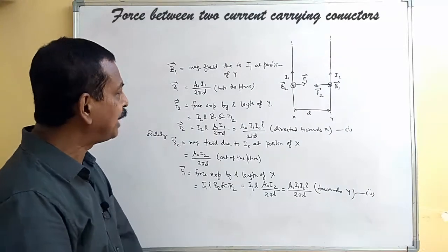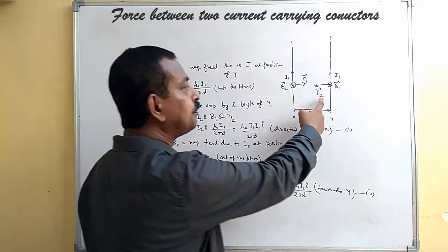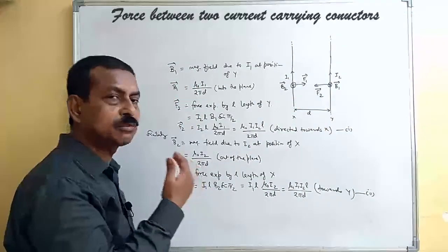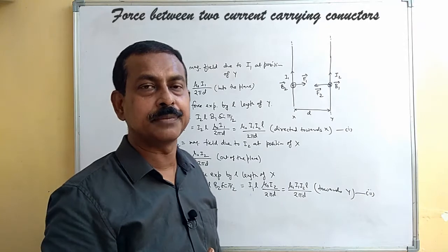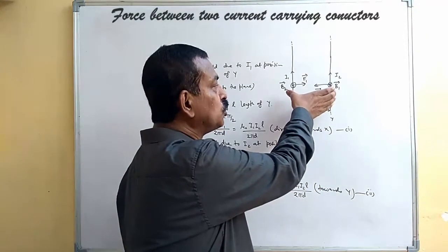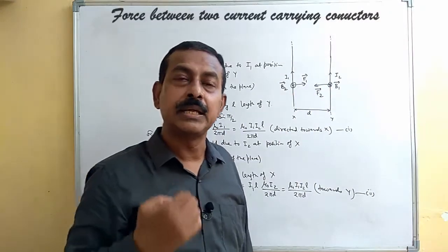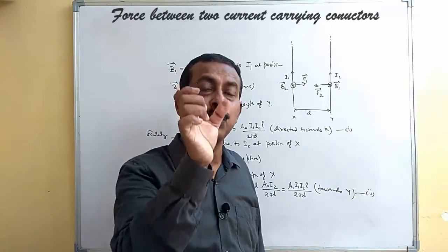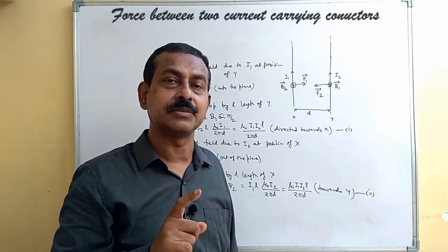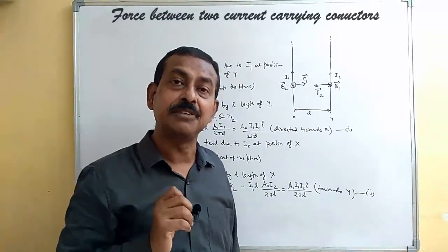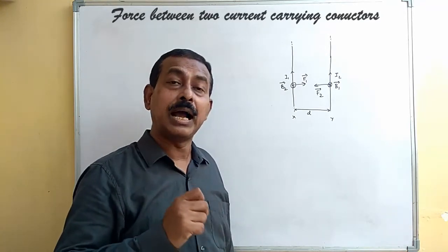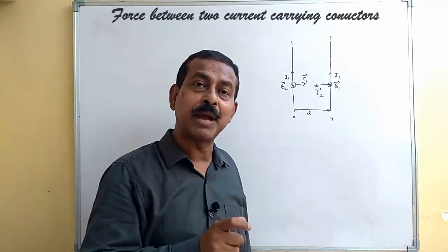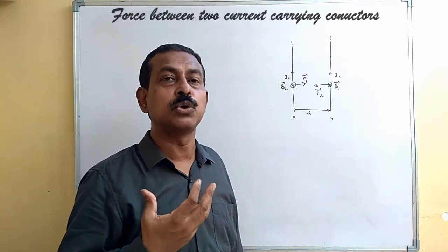So what we find is that the force experienced by the second wire is towards the first wire, and that experienced by the first is towards the second wire. That means both are experiencing force towards one another, or you can say that the force is attractive. So if the current is flowing through two wires in the same direction, the force will be attractive in nature. Also, as the directions of F1 and F2 are opposite and equal in magnitude, it is obeying Newton's third law also.